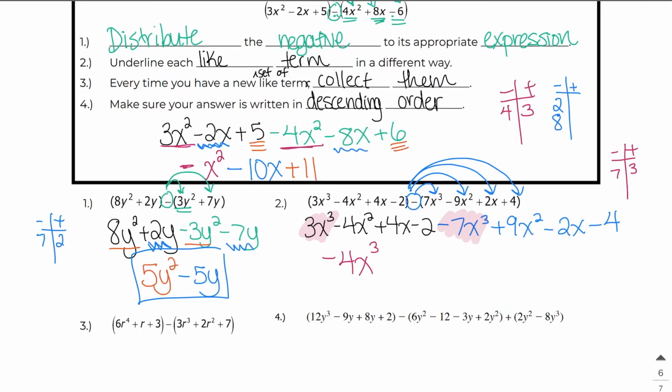Then I have negative 4x squared, and that's like positive 9x squared. So here, team negative won the 4 points, team positive won the 9 points, so team positive won by 5 points. Next, I have a positive 4x and a negative 2x. So 4 minus 2 is just 2. So I can just say here that this is 2x.